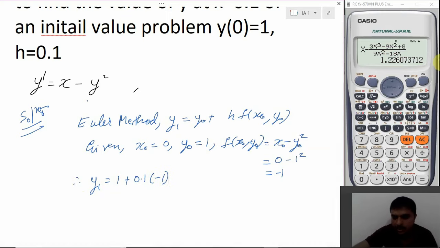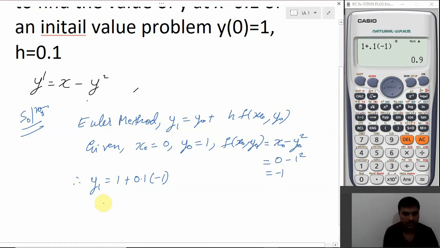Substitute in the calculator, put AC, don't change your settings in the calculator. Mode setup, it should be 1 only. So 1 plus 0.1 in the bracket minus 1. Yes students, you can see this is equal to 0.9. If you write this 0.9, you will get 1 mark only.